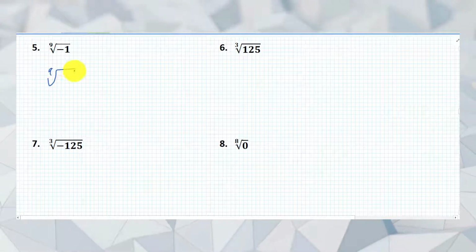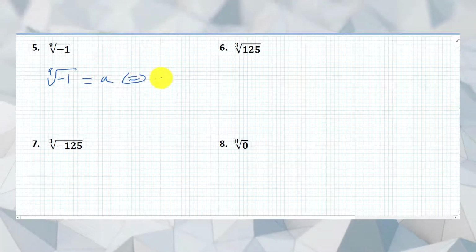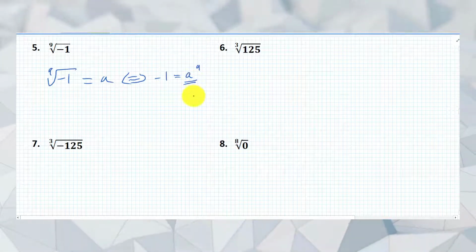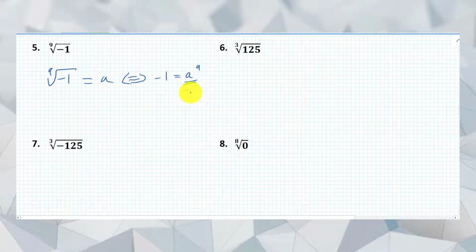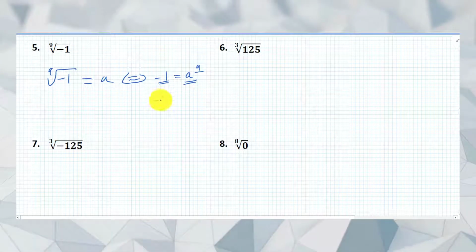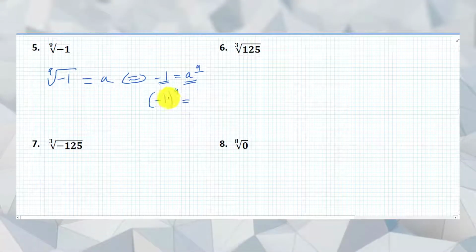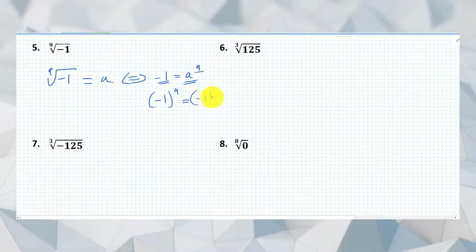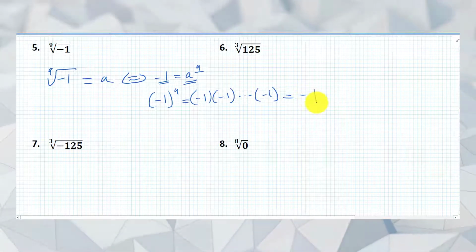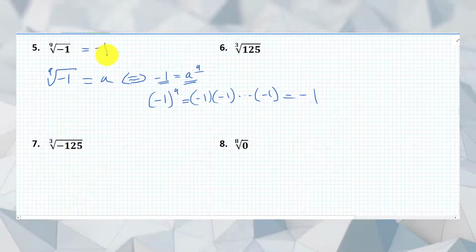So suppose the ninth root of negative 1 is equal to a. This statement is equivalent to negative 1 equals a to the ninth. Now, do you know of a real number so that when you raise it to the power of 9, you find negative 1? Well, that's easy, right? That's going to be negative 1, because negative 1 times negative 1, 9 times, is going to give you negative 1. So this number is negative 1.